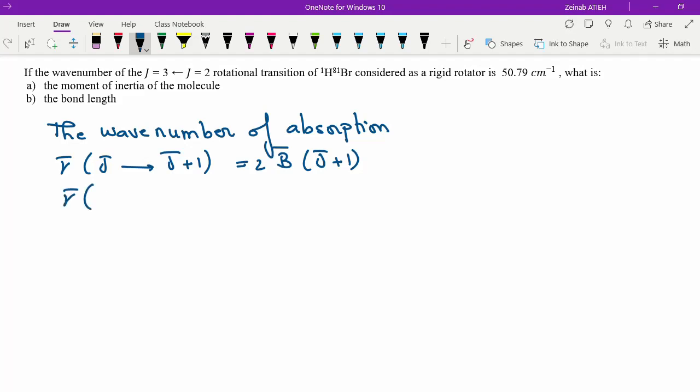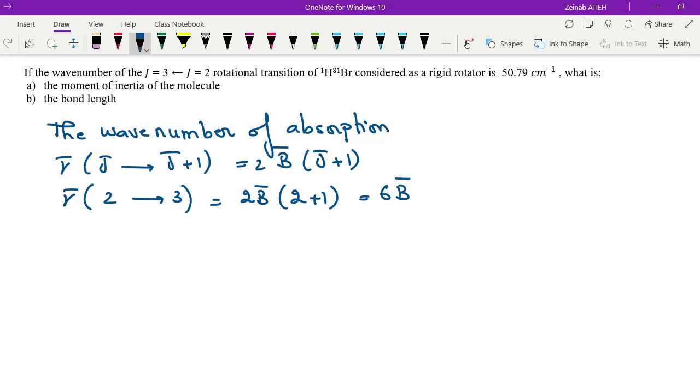So in our case, we have a transition from 2 to 3. So we will get nu bar equals 2B bar, so this is 2 plus 1 equals 6B bar. So he gave us nu bar for a transition from 2 to 3, which is equal to 6B bar. So we are able to find B bar. Once we find B bar, we are able to find I, because the rotational constant is related to I.